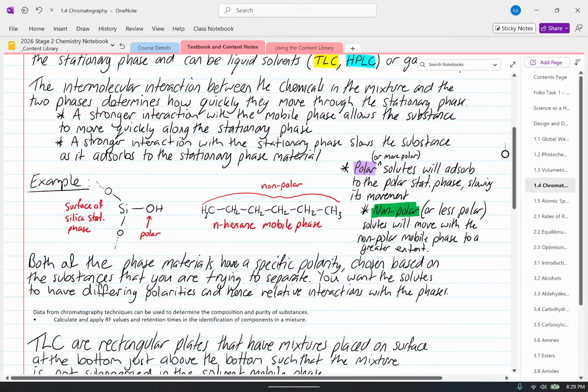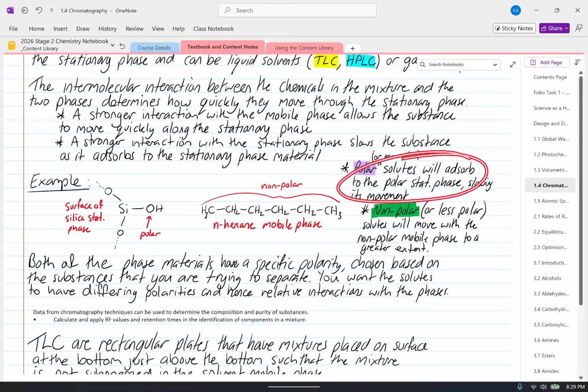So, in this particular case, if you have a polar solute, a polar substance that is dissolved, it will stick more strongly with the stationary phase. Actually, it's a good point. It says polar or more polar, because it's not necessarily polar or non-polar. If you have a whole bunch of substances that are not very polar, but some are still slightly more polar than others, they will still behave similarly. If they're more polar, they're going to interact with the stationary phase, slowing their movement, whereas the less polar or non-polar solutes will move through it with the mobile phase to a greater extent.